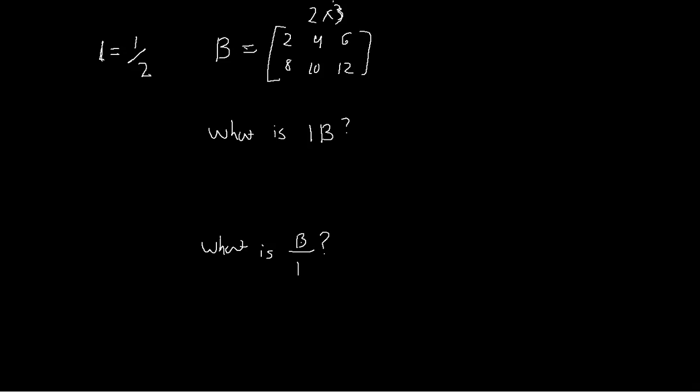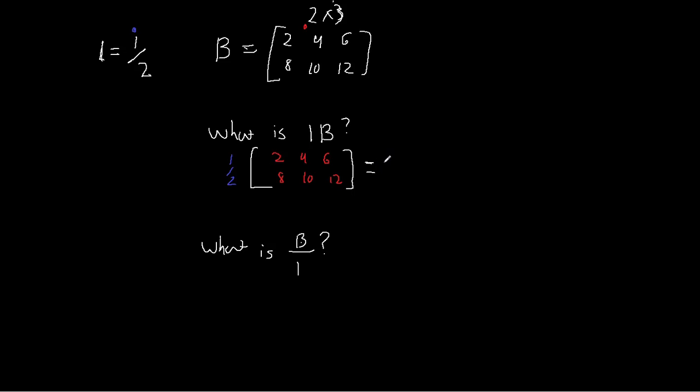So again, what I like to do is we're going to use blue to represent our scalar, and we're going to use red to represent our matrix. So our scalar is going to be 1/2 times our matrix, which is going to contain 2 rows and 3 columns. It's going to be 2, 4, 6, 8, 10, and 12.